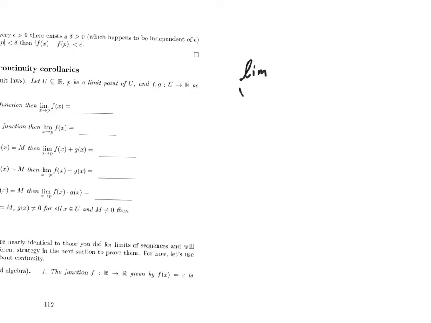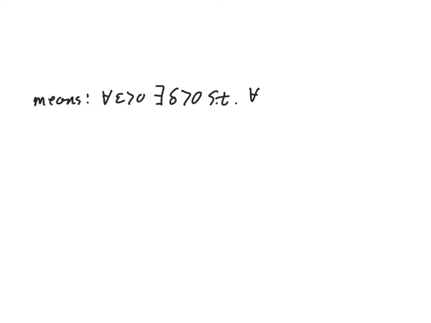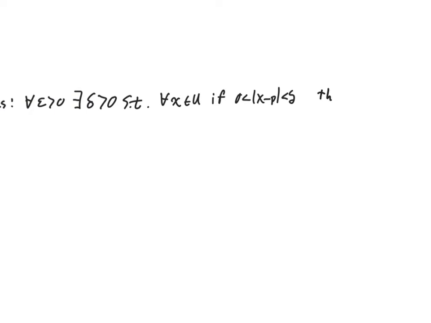So we say that the limit as x approaches p of f of x is equal to L. That means for all epsilon greater than 0, there exists a delta greater than 0, such that for all x in U, if 0 is less than the absolute value of x minus p, which is less than delta, then the absolute value of f of x minus L is less than epsilon.